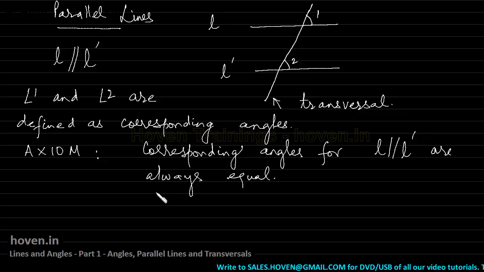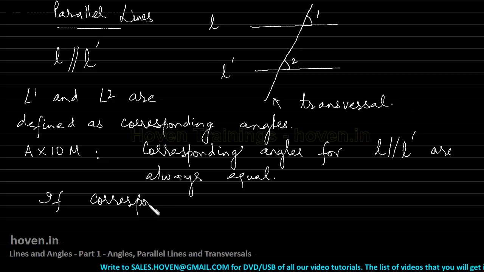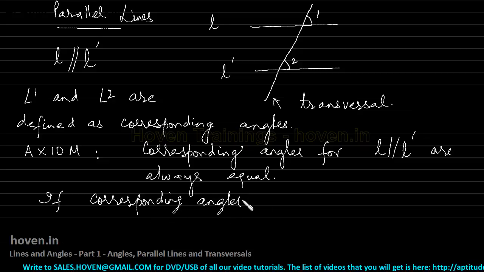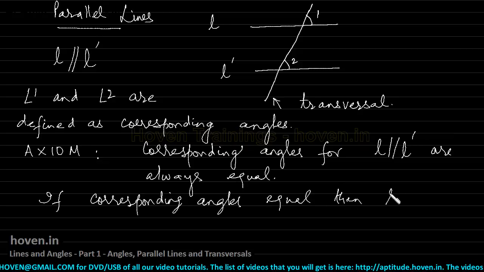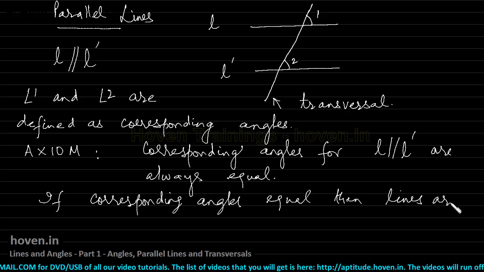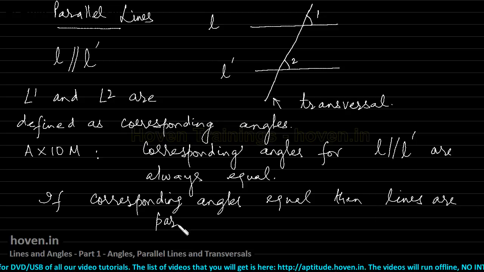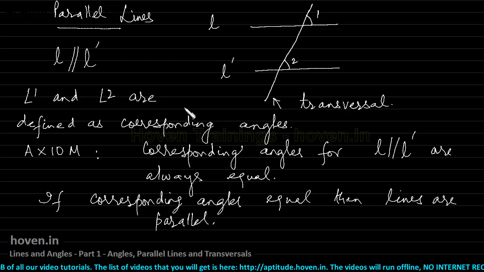This fact is correct the other way round also. If corresponding angles are equal, then lines are parallel. This is the only basic thing about the parallel lines that one has to know. If you know this, then you can do anything with the parallel lines.